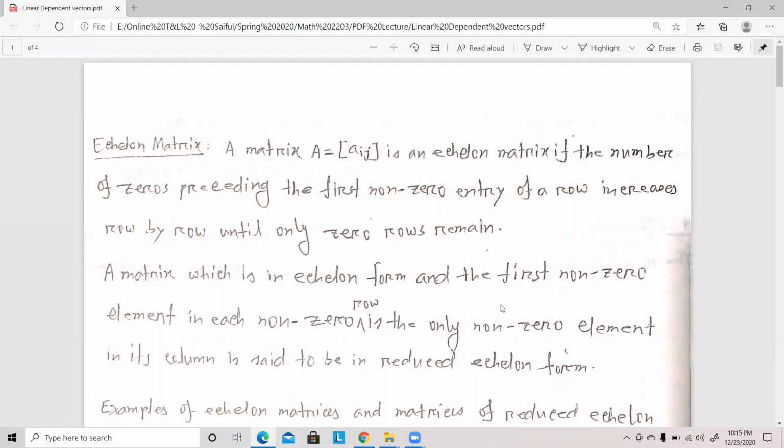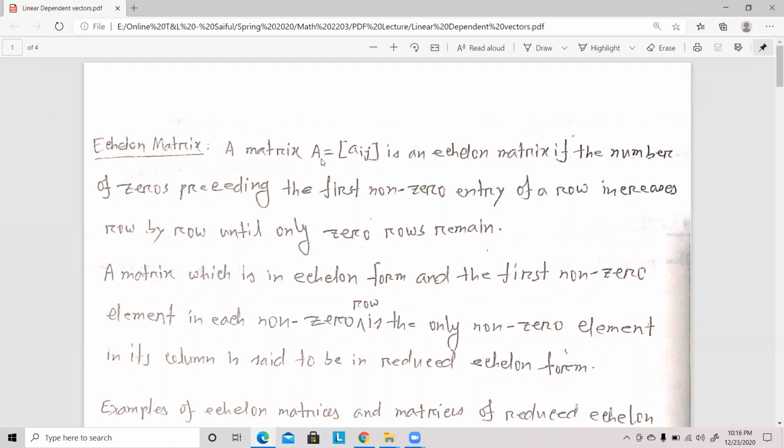Today's topic is linear dependence and independence of vectors. Before going to this topic, at first you have to know the echelon form or echelon matrix.